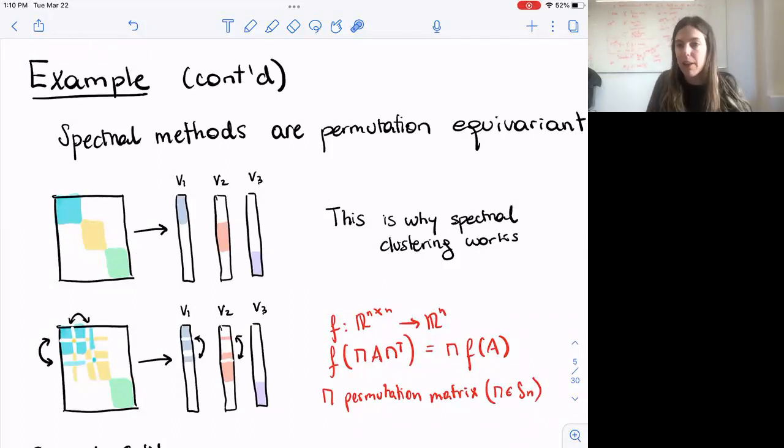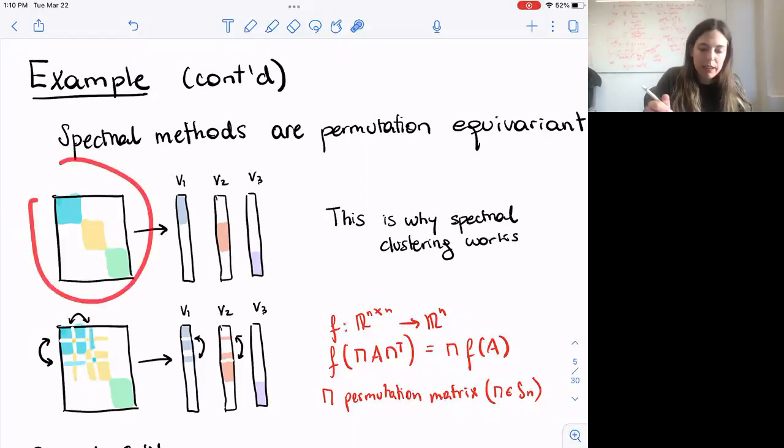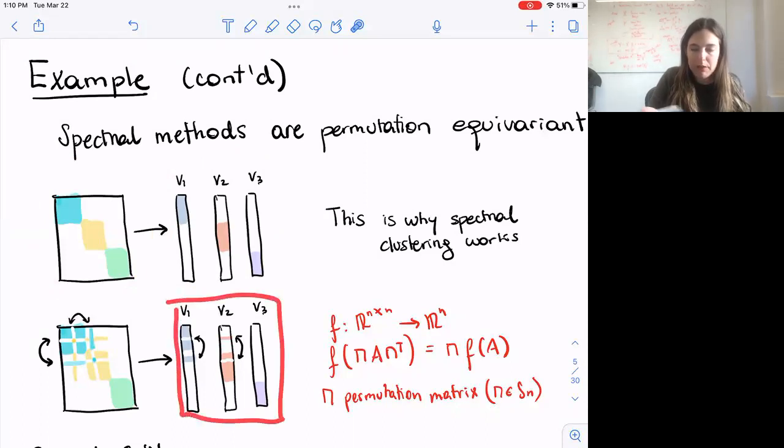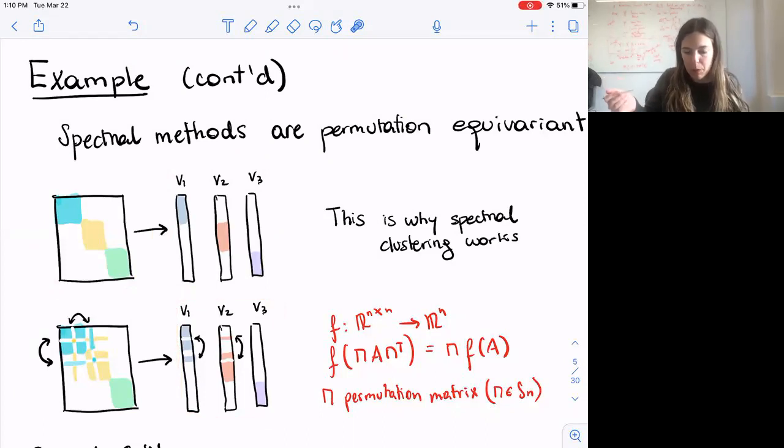Okay, so another data science algorithm that is also equivariant with respect to these permutations is the spectral methods. If you take a graph and you look at the top eigenvectors, say these, then if you do these permutations of the rows and the columns, the eigenvectors have the same permutation. And this is the reason why one can do spectral clustering, for instance.